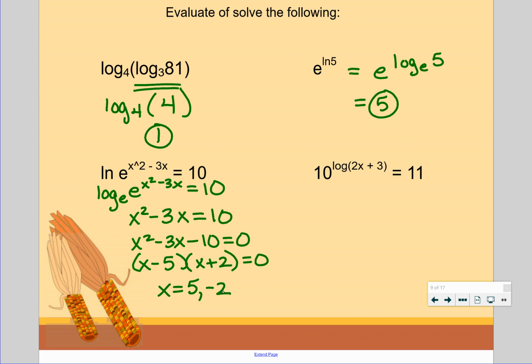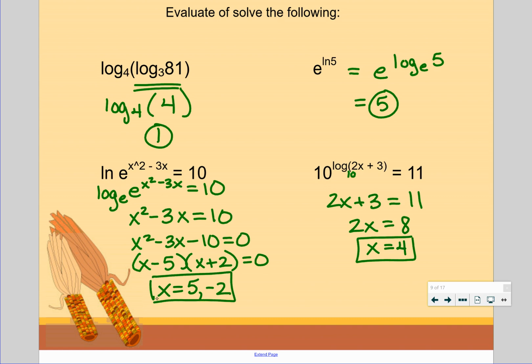Okay, the last one is 10. In my exponent, I have log of 2x plus 3. There's no base there, but it's log. So what can I put as the base? Base 10. So I have an exponent base 10 and I have a log base 10. What happens? They cancel. 2x plus 3 is left, and it equals 11. And then this is easy, it's just a linear equation. Subtract 3, divide by 2, get 4. Look how easy logs are.